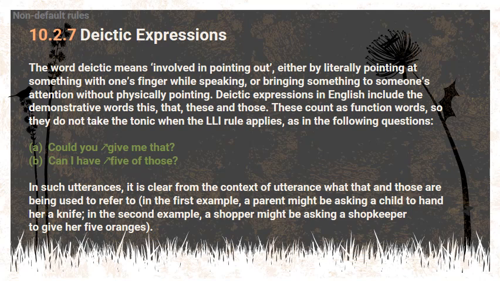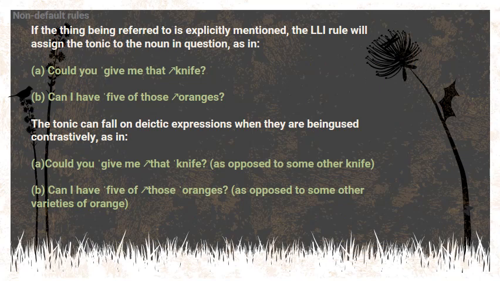In such utterances, it is clear from the context of utterance what that and those are being used to refer to. In the first example, a parent may be asking a child to hand her a knife. In the second example, a shopper may be asking a shopkeeper to give her 5 oranges. If the thing being referred to is explicitly mentioned, the LLI rule will assign the tonic to the noun in question, as in, could you give me that knife? Can I have 5 of those oranges?